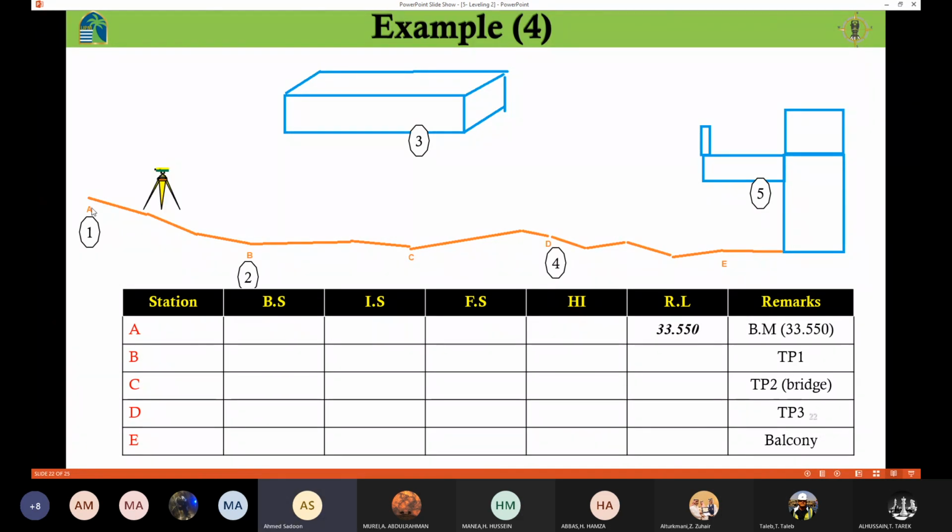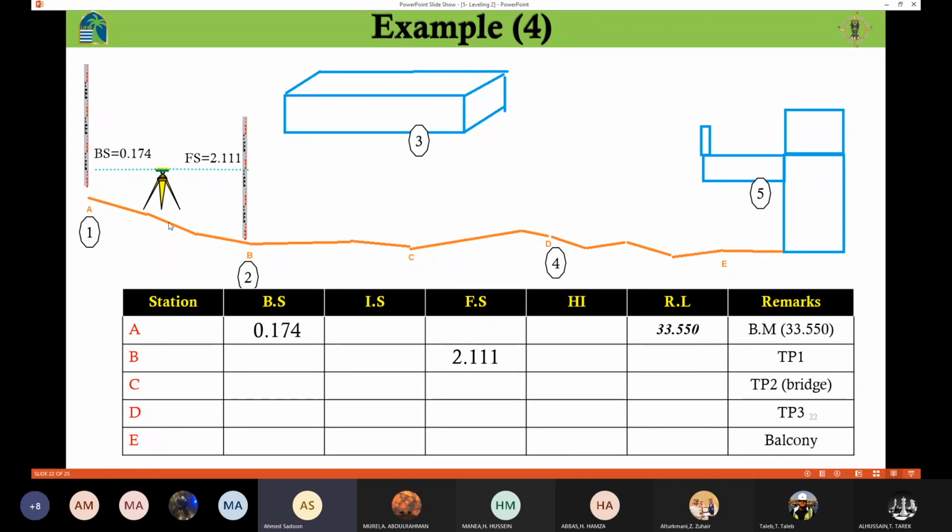Point 1 is located on the ground, which means that it's going to be below the line of sight. Also for point B and point D, while point 3 and point 5 are going to be located above the line of sight. So first, the instrument is going to be positioned here between point A and B. We're going to take a reading. It's going to be booked as backsight. And here also we are going to get another reading, and this one is going to be booked as foresight.